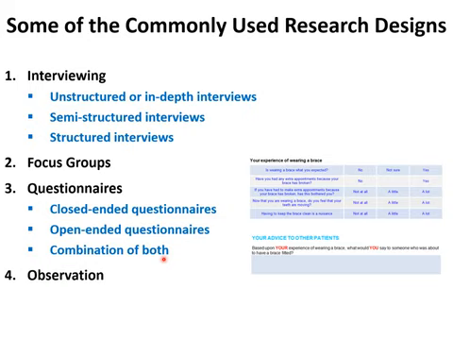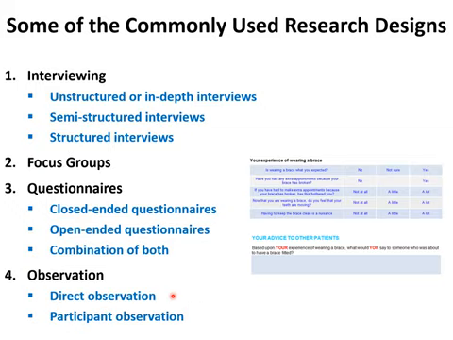The last type is the observation study, which is rarely used in our field, but you should know that there are two types. Direct observation, in which there is a study of participant behavior from one side, like using a video camera or a one-sided mirror. The second type is participant observation, in which the researcher immerses themselves inside a culture in order to know the behavior of that culture.